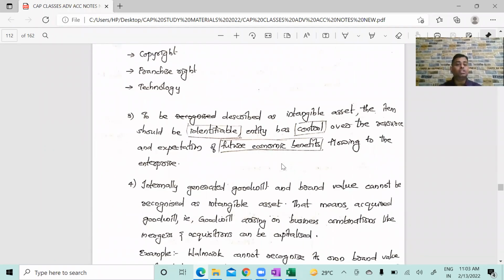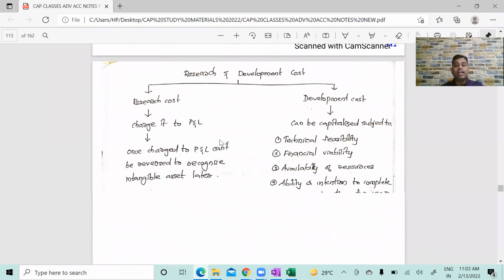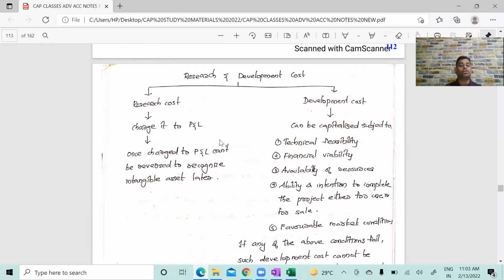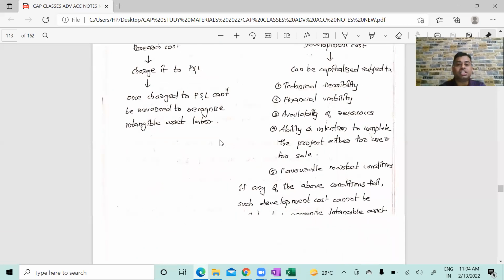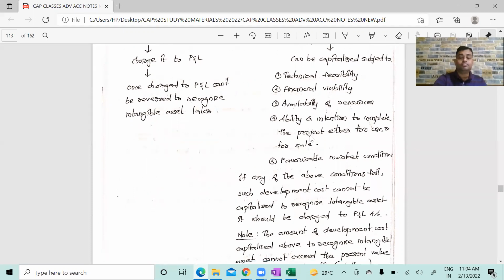To be described as an intangible asset, it should be identifiable and controllable. Internally generated goodwill and brand value cannot be recognized. Other internally generated intangible assets can be split into two: research cost and development cost. Research cost, charge it to P&L; you can never recognize an asset out of research. Development cost has a few conditions: technical feasibility, financial viability, availability of resources, ability and intention to complete the project, and favorable market conditions. If any of these conditions fail, do not recognize; charge it to P&L. That's all.